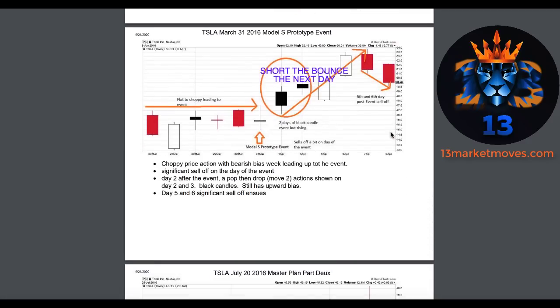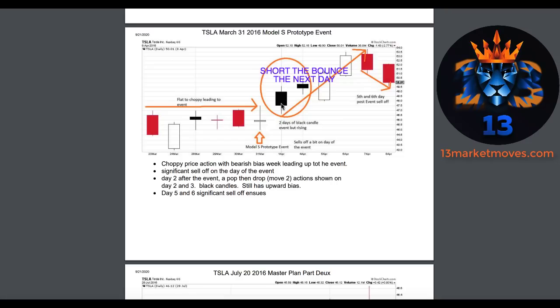Next match, March 31st, Model S prototype event. What happens is the same thing, guys. It is a 100% match, no matter which historic analysis you actually look at here, and it's unanimous that the day the stock opens, no matter where it opens, if it opens up or down, it will drop the day after the announcement intraday, ultimately hitting the lowest point of the day, and then it doesn't necessarily have to finish at the lowest point of the day.